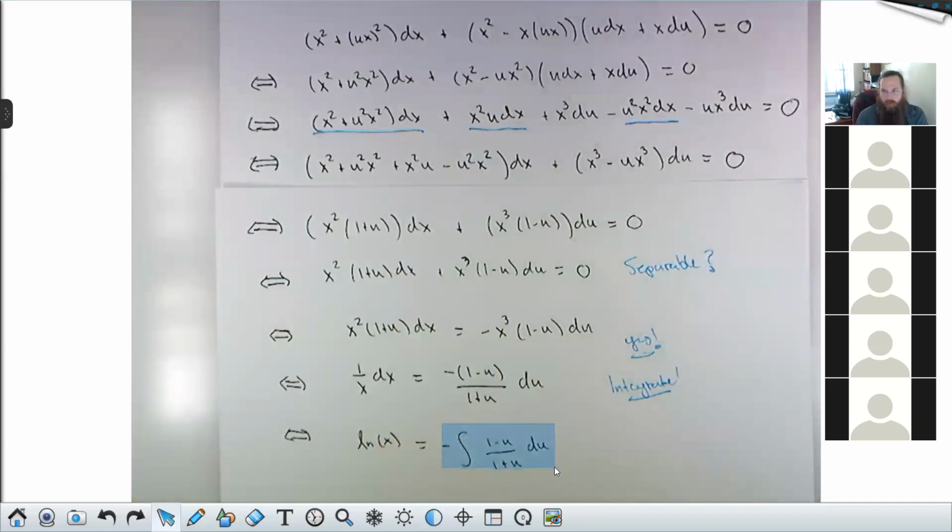Think back to section 7.4 in Calc 2. This is one of the first sort of rational function problems that you look at there. I'm going to give you 10 seconds to look at that.